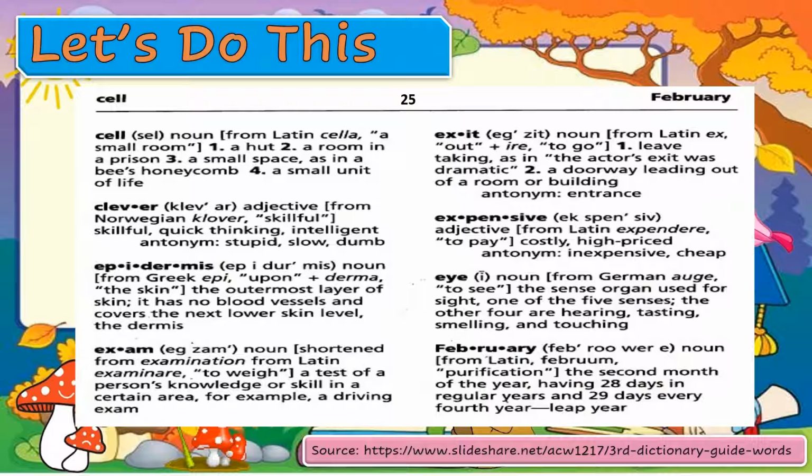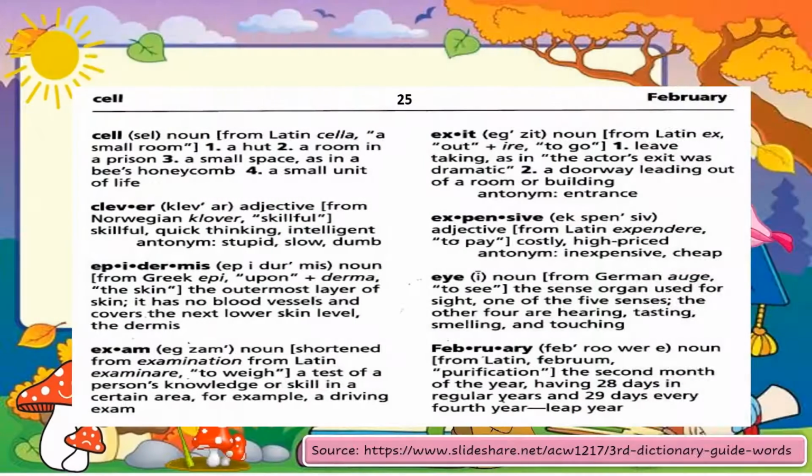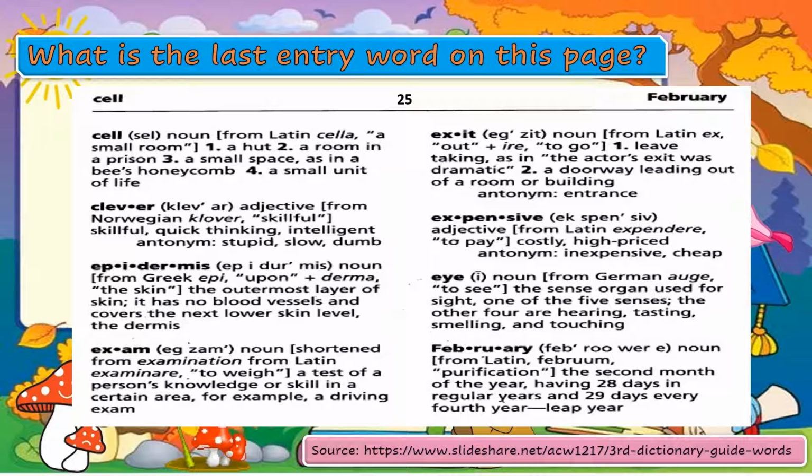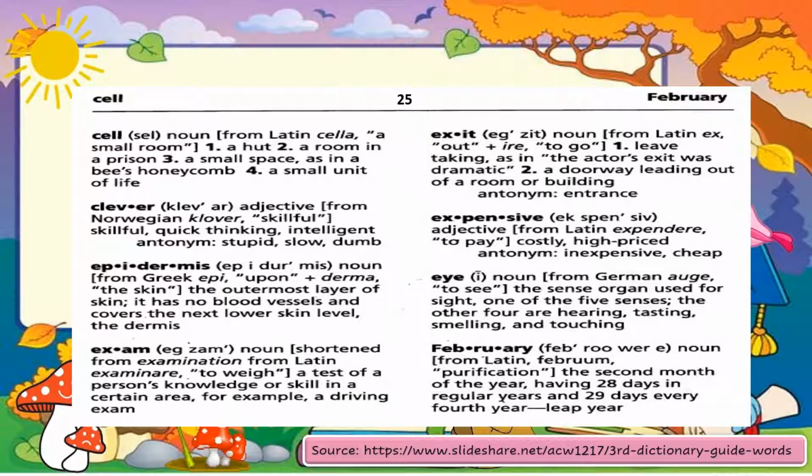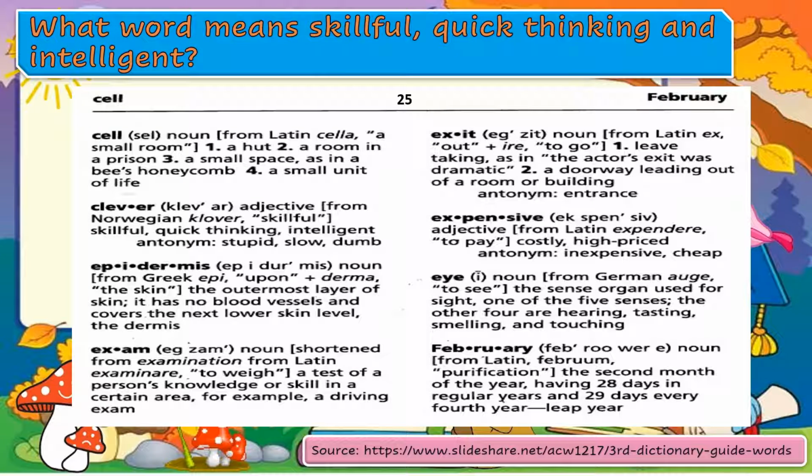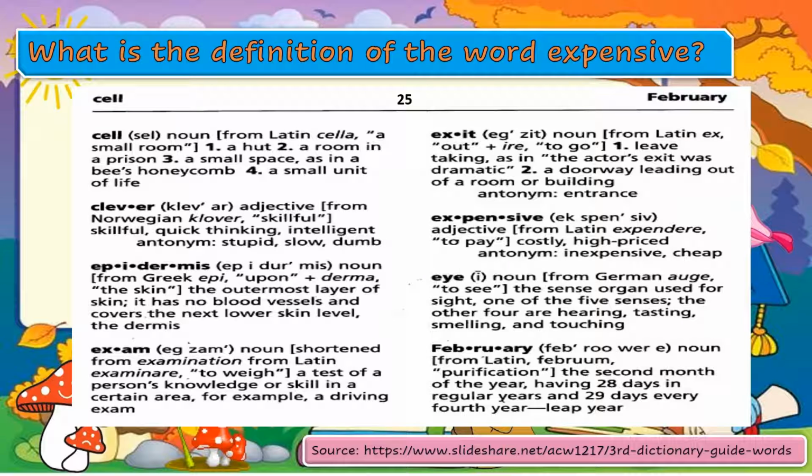Now, let's try to do this by answering the following questions. Okay, so the first question we have, what is the last entry word on this page? Very good! It is the word February. Next, what word means skillful, quick thinking, and intelligent? That's great! It is the word clever. For the third question we have, what is the definition of the word expensive? That's great! It means costly or high-priced.